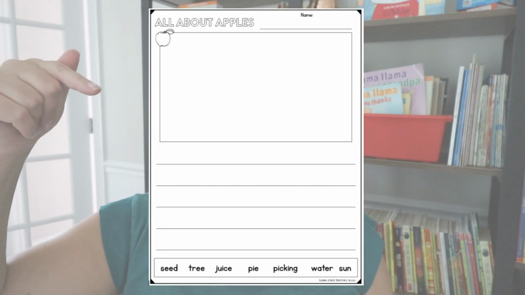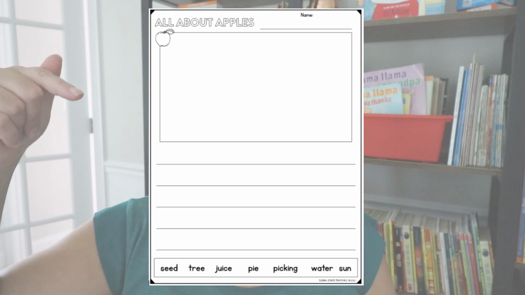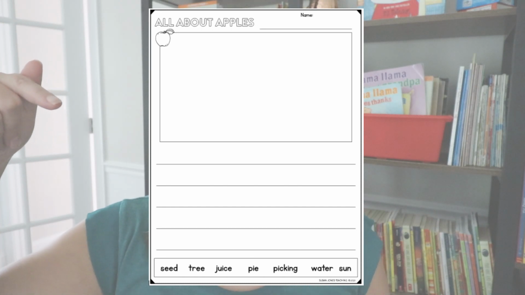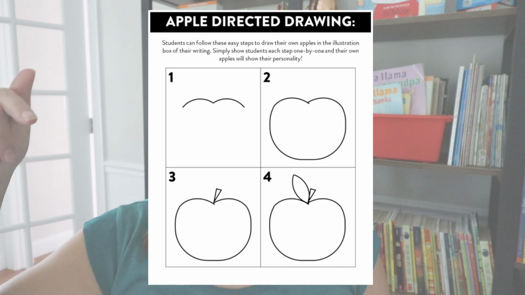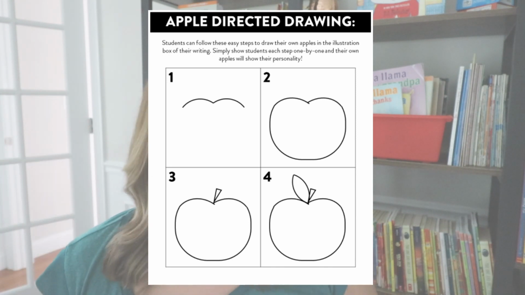And then you can see I have different ones here. This one has regular lines, not the dotted lines, but it still has a word bank in case your students need that. And then I also included this cute little apple directed drawing for students to draw in the picture box after they share the facts that they've learned.